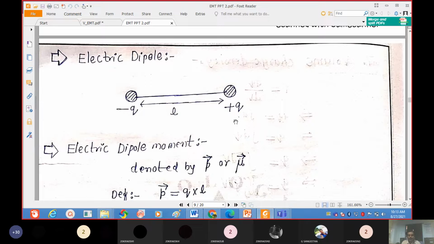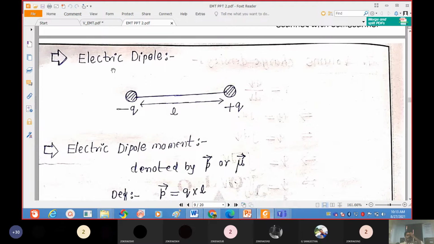Otherwise, without knowing the dipole moment and polarization, we don't know what a dielectric material is. That's why first of all we will discuss what a dipole is and what the dipole moment is, then we will go for the dielectric. We will also learn the difference between an insulator and a dielectric material, and between conductors and dielectrics.